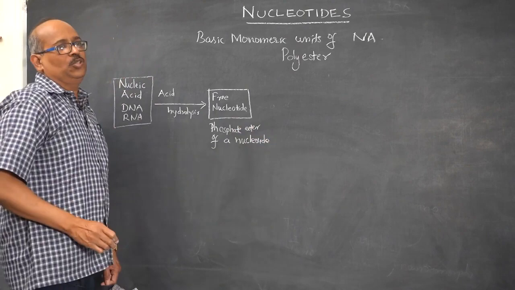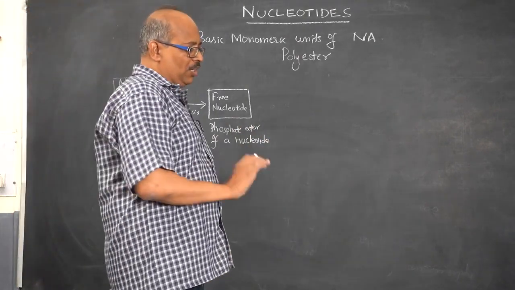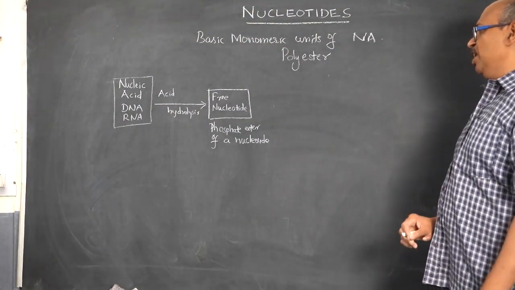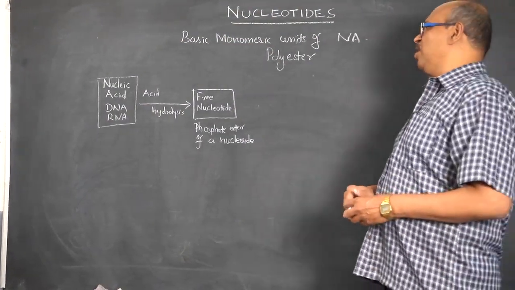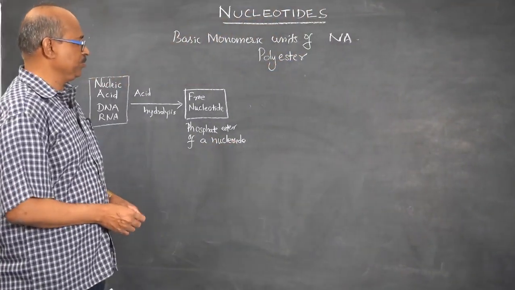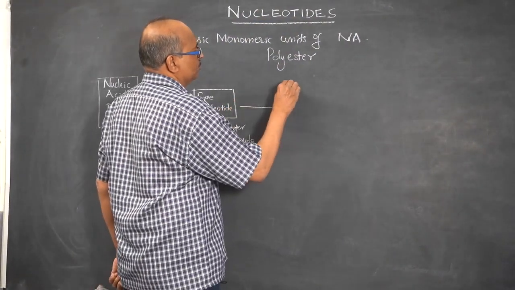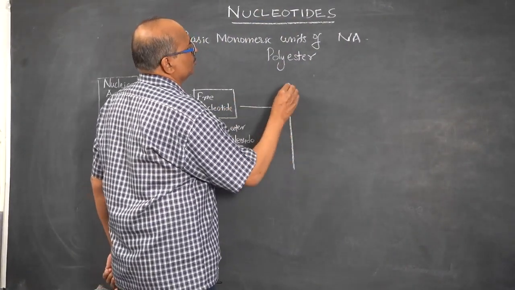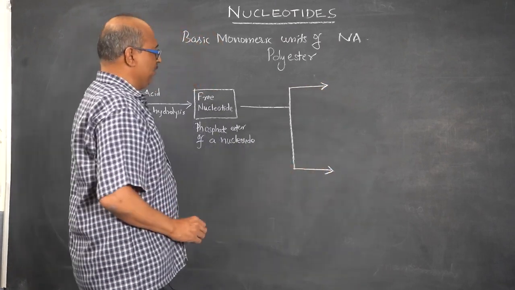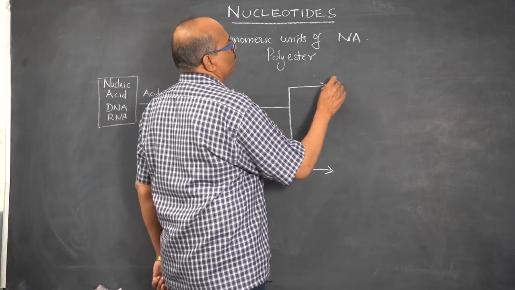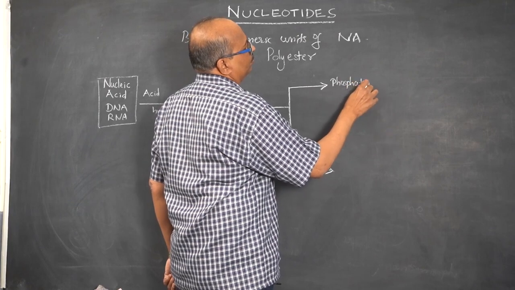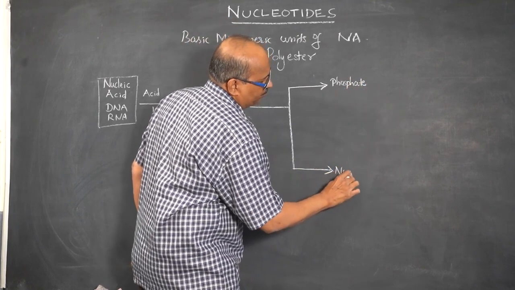So now we are getting two components in the nucleotide. One component, the phosphate component, which is an inorganic component having a negative charge, and the second one, a nucleoside component containing a sugar and a base, which is neutral. So we'll divide the nucleotide into phosphate and nucleoside.